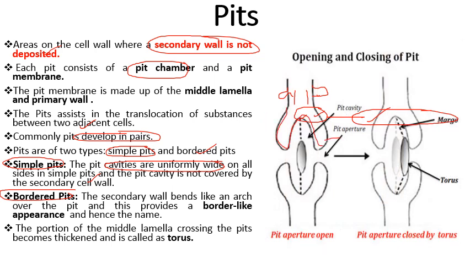And this border-like appearance gives its name, that pits are known as border pits. And the portion of middle lamella crossing the pits becomes thickened. जो middle lamella का portion होता है ये thick हो जाता है, and that forms a central structure which helps in controlling the flow of material. So this central structure is known as torus. इसे कहा जाता है torus. And this thread-like structure which holds this torus, इसे कहा जाता है margo. That structure is known as margo.